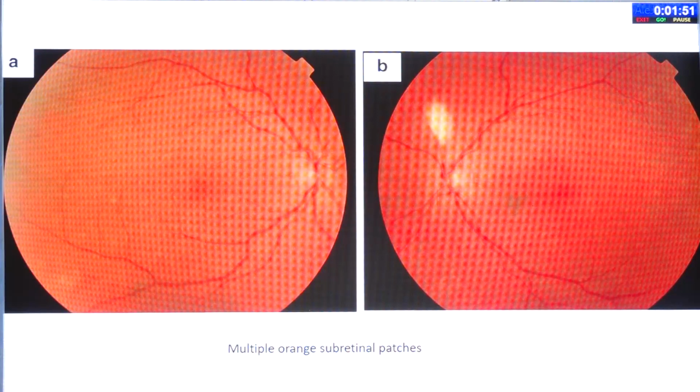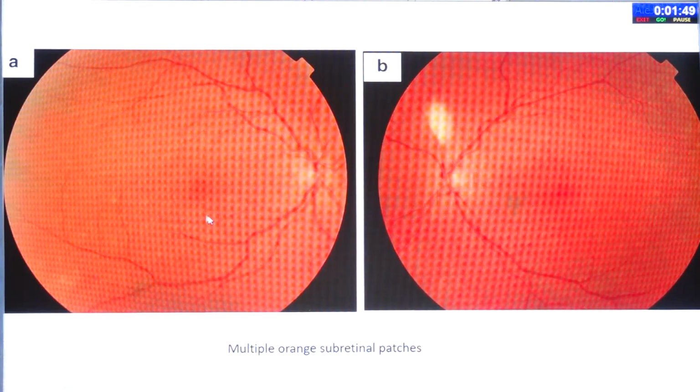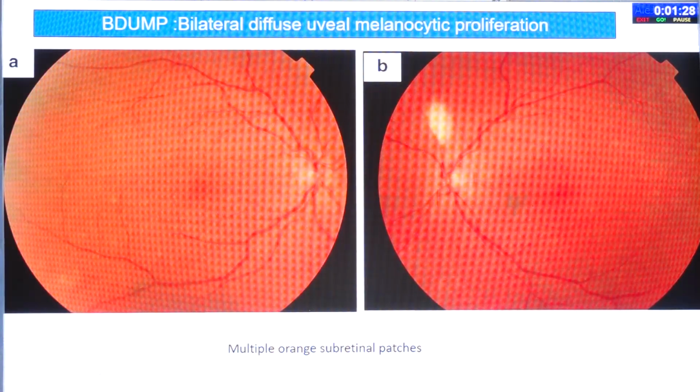This is now switching gears to BDUMP. When we look at the BDUMP, you don't exactly see pigment, but what you see are some pigmentary disturbances, and orange-ish colored subretinal patches. So it's very important not to mistake it with lymphoma at this point of time, because lymphomas and BDUMP have different etiology.